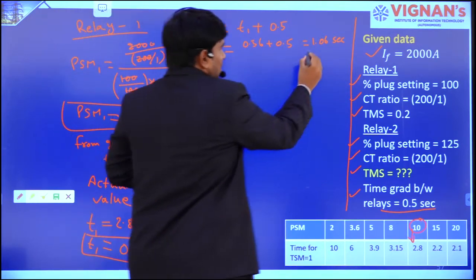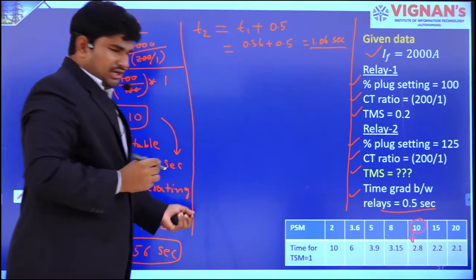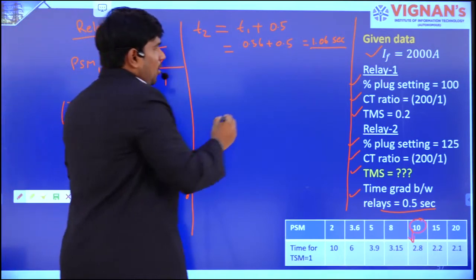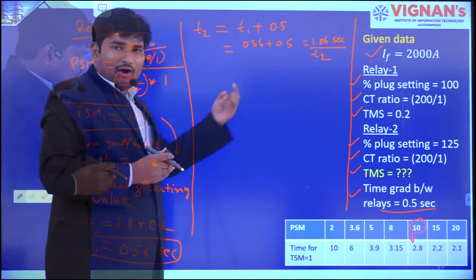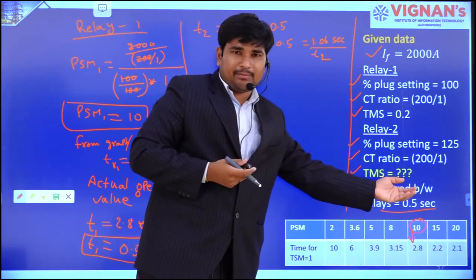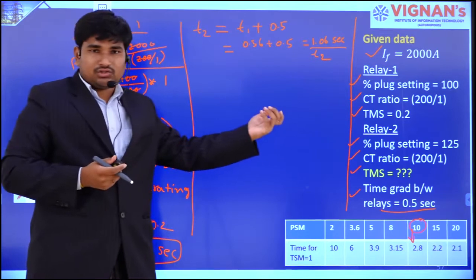1.06 seconds. Now this is the operating time of relay 2. I got this value. Now I have to find out the TSM or TMS value of relay 2. So how will it be?